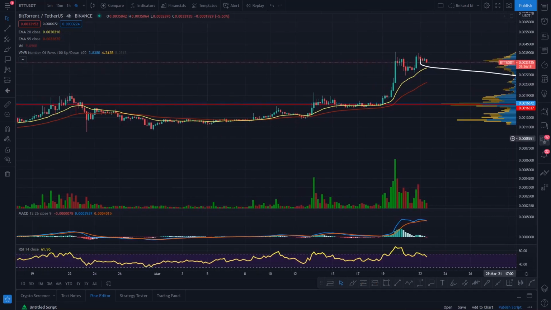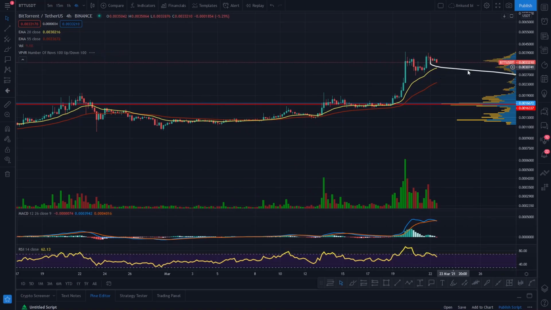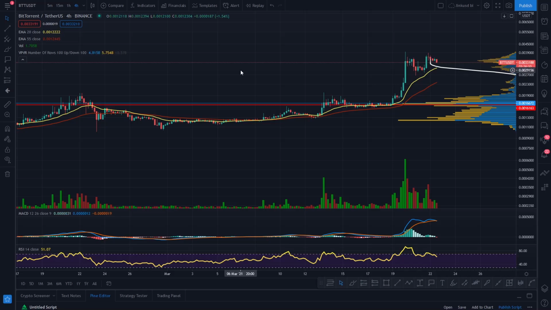On the VPVR, you can see immediately that we've got these holes in the profile. So these again can give you levels of support and resistance, guys. Just straight off the bat, you've got a high level of resistance there, which we are hitting right now. If we were to get over that resistance, then it's just a cascade of buying to the top, so you could take out that high quite easily.